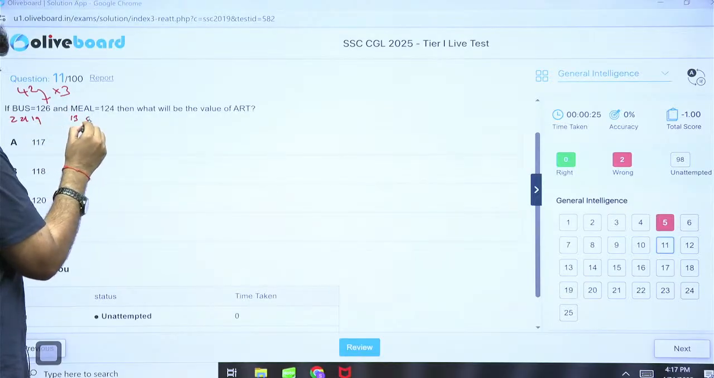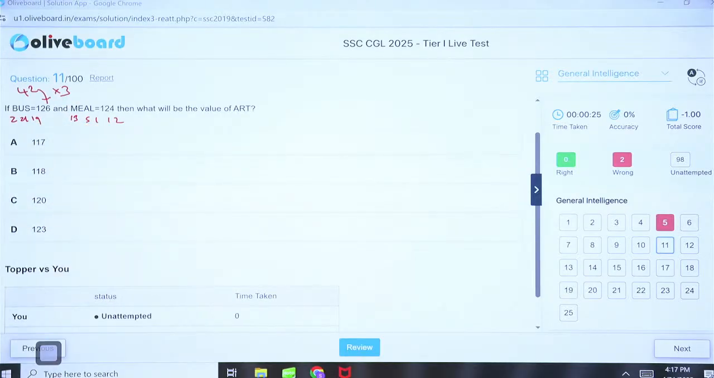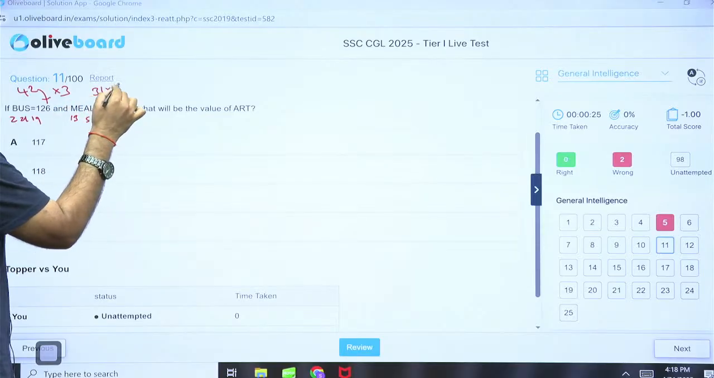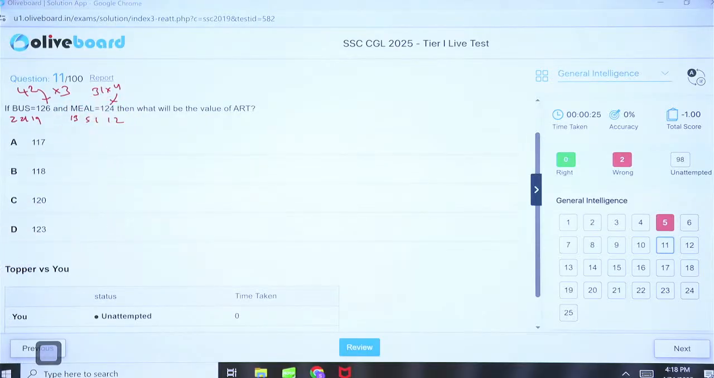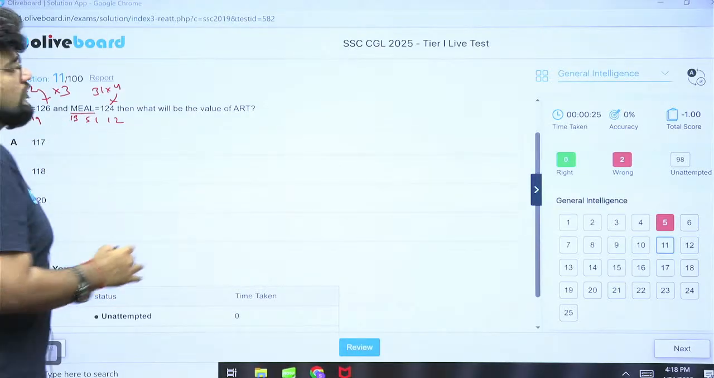Okay, meal, check the sum. So it is 13, 5, 1, 12. Okay, so 5, 1, 6, 6, 12, 18, 18 and 13 is 31. Now 31 into 4 is 124. Now you cracked the logic. The logic is the sum multiplied by number of letters. So what will be the value of art?